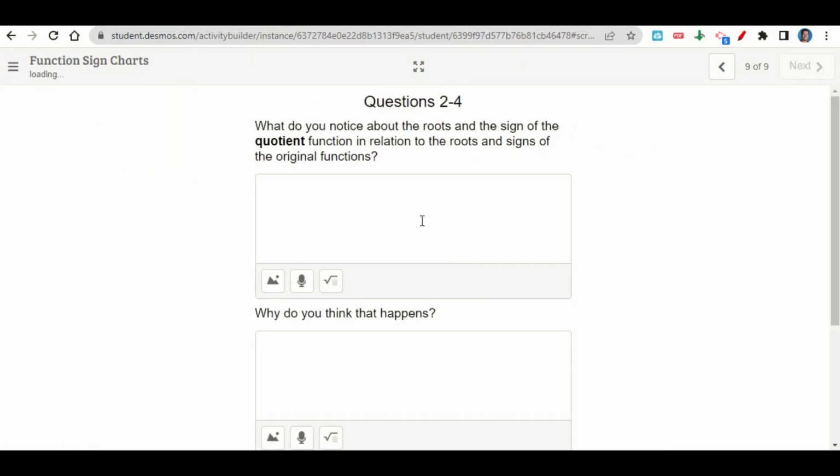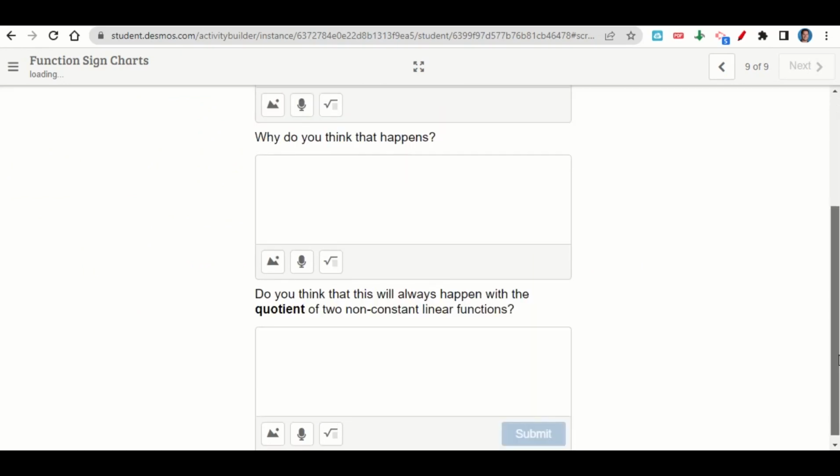And then on slide 9, you're going to say, what do you notice about the roots? Well, one of the roots stays a root and one of them becomes an asymptote. Why do you think this happens? You'll go ahead and state that there. And then do you think this will always be true?